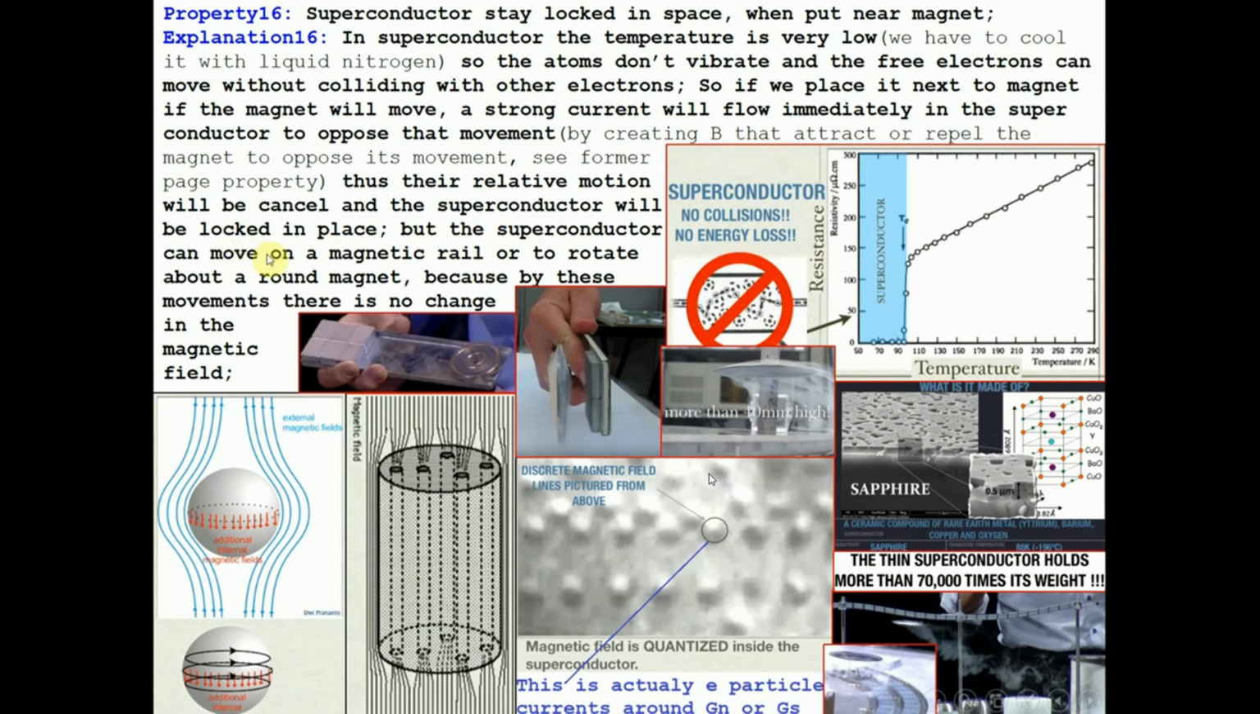But the superconductor can move on the magnetic rail or rotate about a round magnet, because in this movement there is no change in the magnetic field.